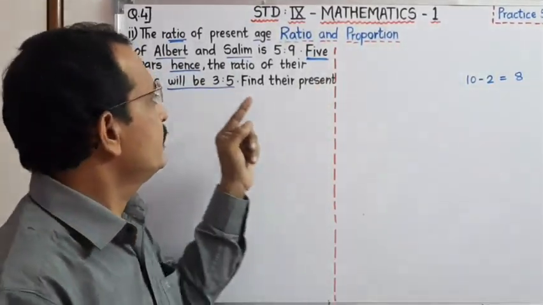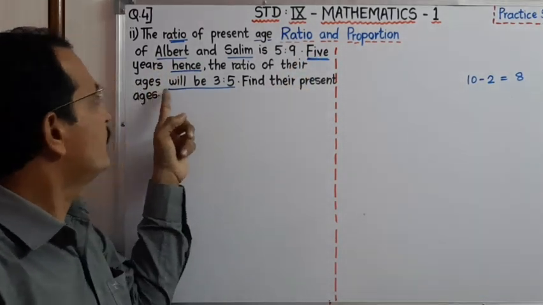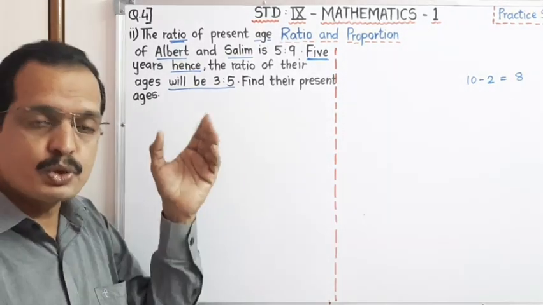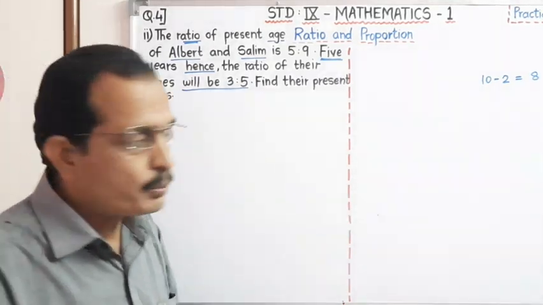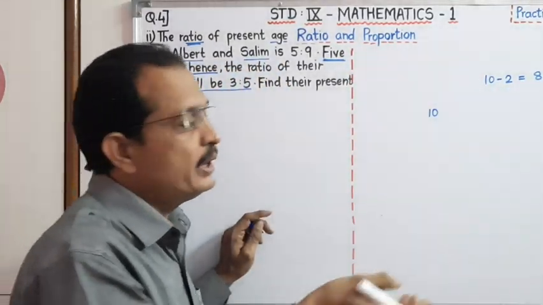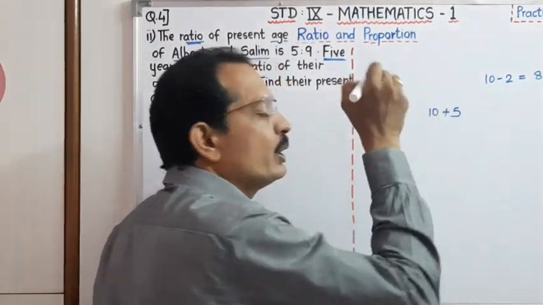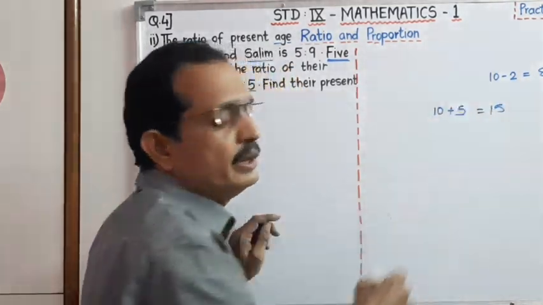Another word is there, see here, 5 years hence. Yes student, 5 years hence, that means we have to find out the age after 5 years. Suppose today's age is 10, then what will be the age 5 years hence, that means after 5 years we have to add 5 years. Therefore, the age will become 15 years.